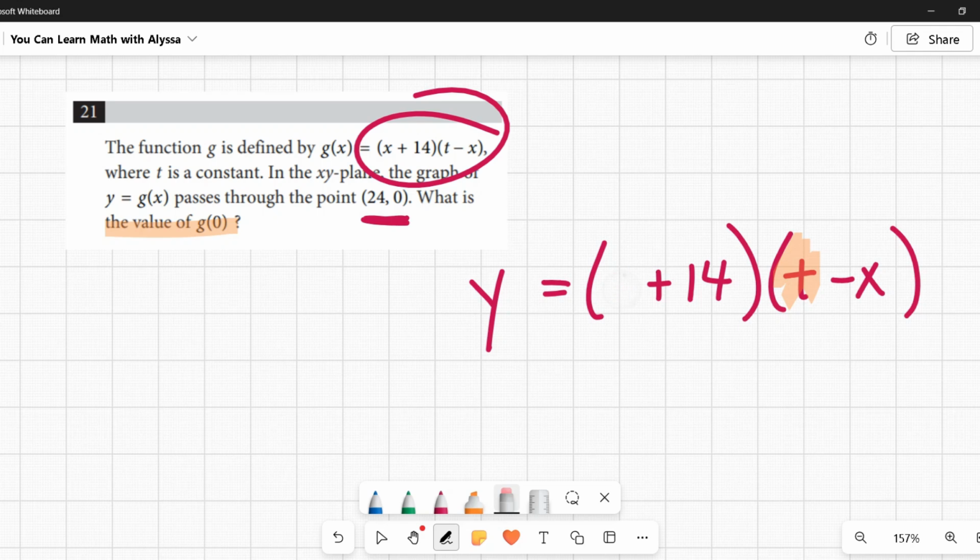So if x is 24, I'm going to put 24 in both of those. And I know that that equals 0. Okay, now at this point, there's two ways you can look at this.